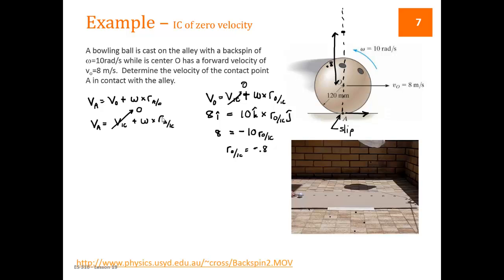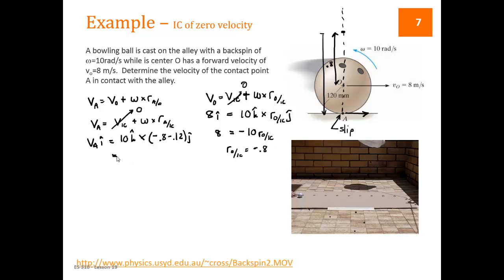So then R of A relative to IC is going to be the negative 0.8 plus a negative 0.12, because we've got the 120 millimeters radius. We're going from IC all the way to A. So we have VA, which is in the I hat direction, is equal to omega, 10 in the K hat direction, crossed with negative 0.8 minus 0.12 in the J hat direction.